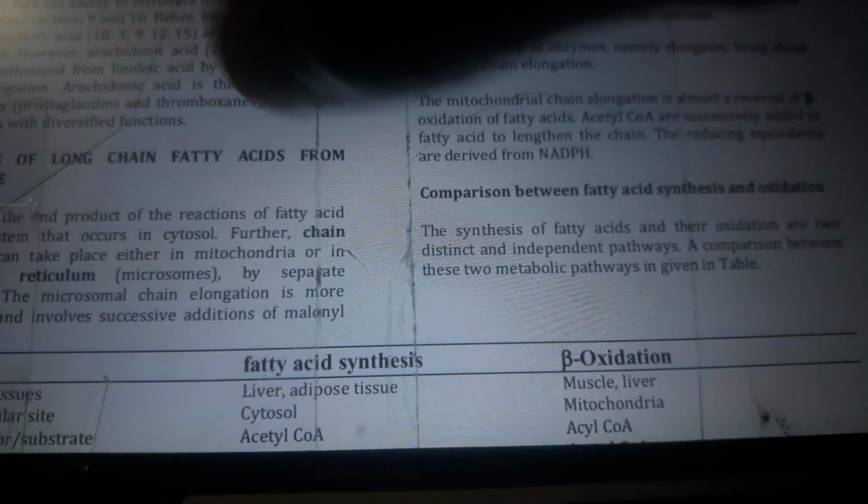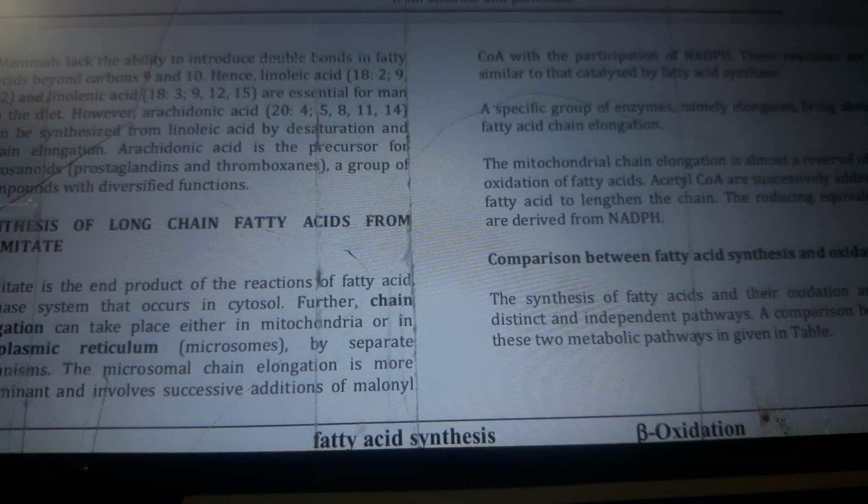Mammals lack the ability to introduce double bonds in fatty acids beyond carbons 9 and 10. Hence, linoleic acid (18:2; 9, 12) and linolenic acid (18:3; 9, 12, 15) are essential for man in the diet. However, arachidonic acid (20:4; 5, 8, 11, 14) can be synthesized from linoleic acid by desaturation and chain elongation. Arachidonic acid is the precursor for eicosanoids, prostaglandins, and thromboxanes, a group of compounds with diversified functions.